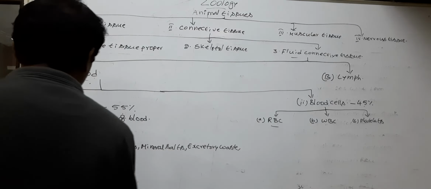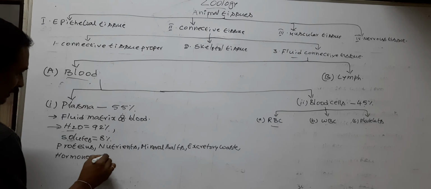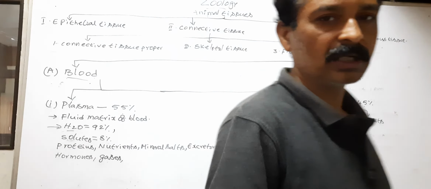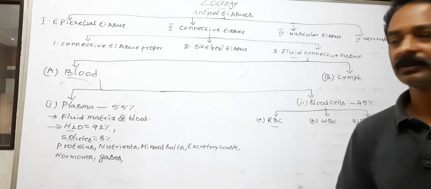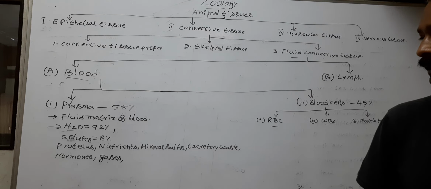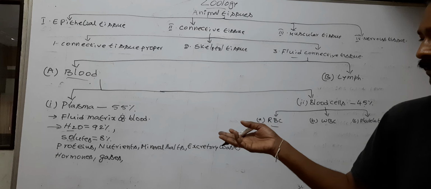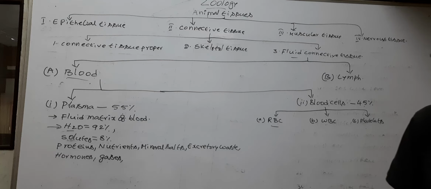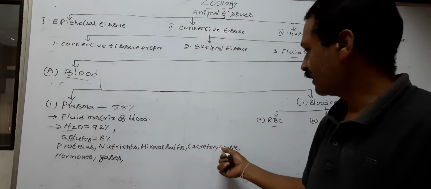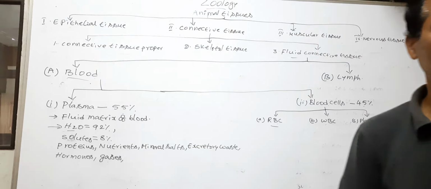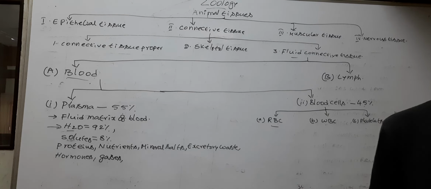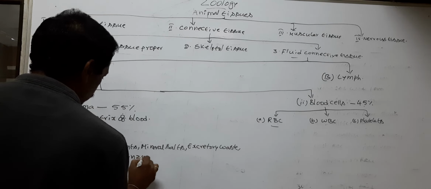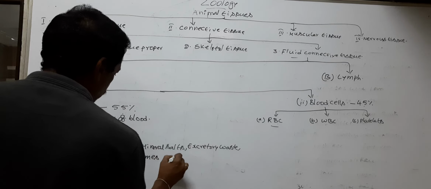The plasma also contains gases like O2, CO2, oxygen, carbon dioxide, etc. So the solutes are plasma proteins, nutrients, mineral salts, excretory waste, hormones, gases, enzymes, etc.